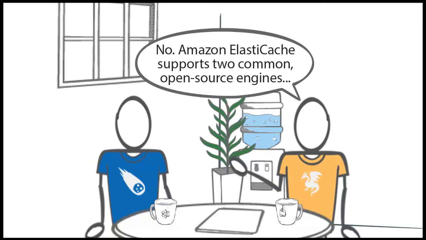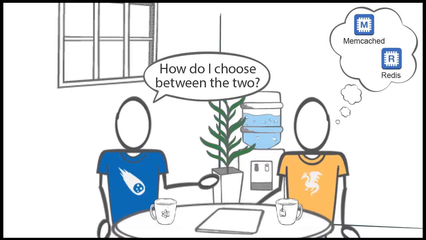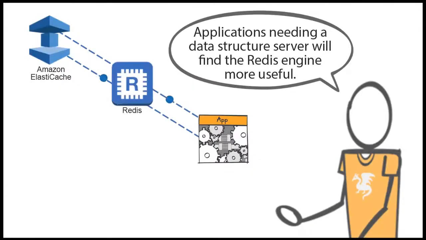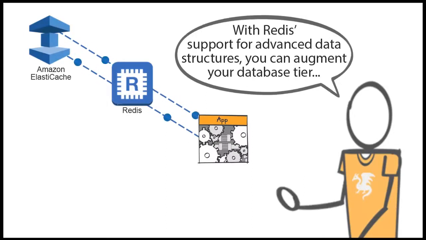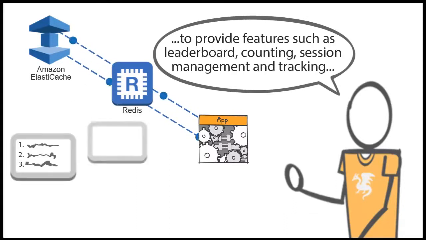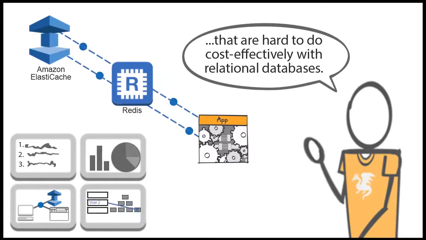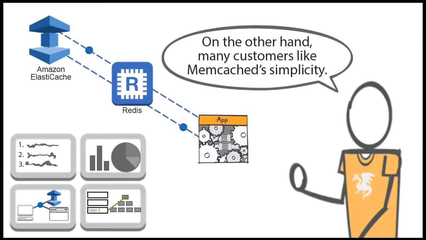Will I have to learn a proprietary API to use Amazon ElastiCache? No. Amazon ElastiCache supports two common open-source engines, memcached and Redis. How do I choose between the two? Applications needing a data structure server will find the Redis engine more useful. With Redis's support for advanced data structures, you can augment your database tier to provide features such as leaderboard, counting, session management, and tracking that are hard to do cost-effectively with relational databases. On the other hand, many customers like memcached simplicity.